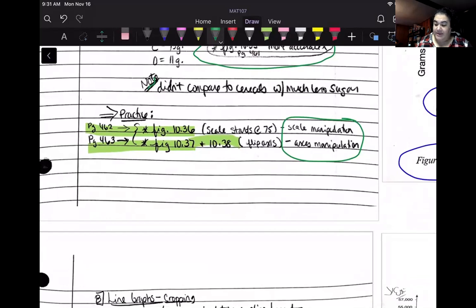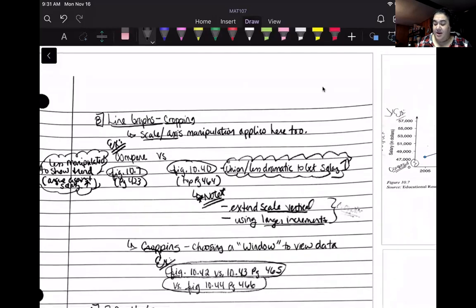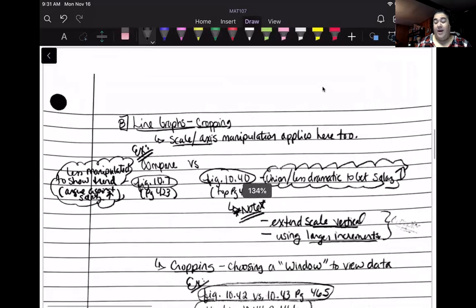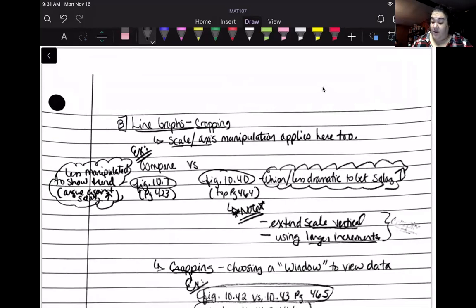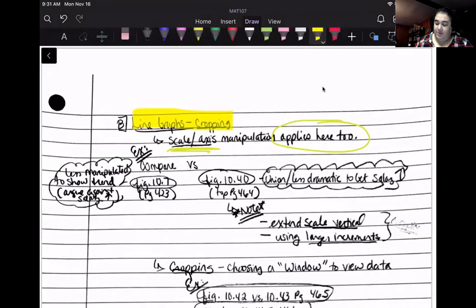Now, let's move on to line graphs, because there are other things that can be done to manipulate the data or that graph to give you a misleading graph. All right, so we're going to look at line graphs. Now, line graphs, an easy way to manipulate it here is, again, we're still looking at the scale and axis. This also applies here, so that's why you see that there. Okay. However, they want you to see that it's... oh, please don't crash, please don't crash. Thank you. It says you can see that it's less manipulated to show trends, okay?